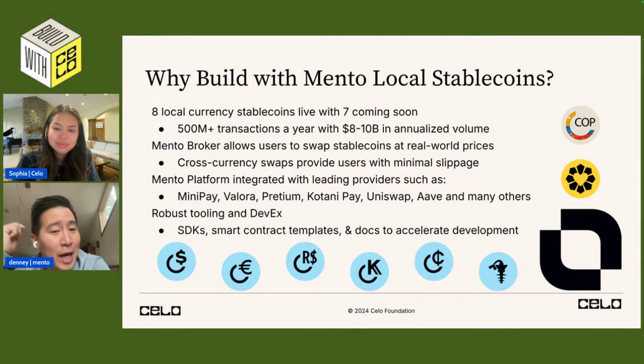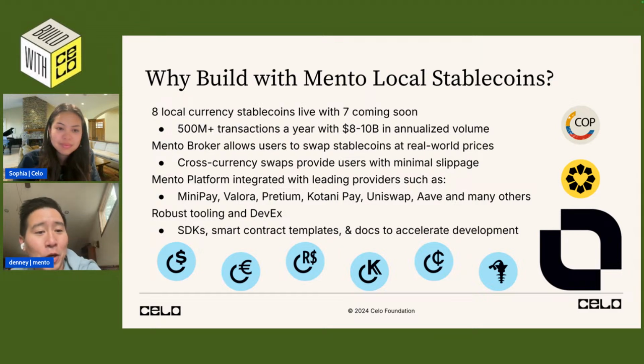The Mento broker allows you to swap stablecoins at real world prices, so you're not subject to super high exchange rates. We peg it to real live FX rates that most institutional traders or bankers can get. So this offers really good value for users, especially those that continually get squeezed by banks and exchange desks to swap currencies. The Mento platform today is integrated with leading providers. Obviously, MiniPay here, Valora Wallet, Pretium, Kotani Pay, Uniswap, Aave, and many more to come.